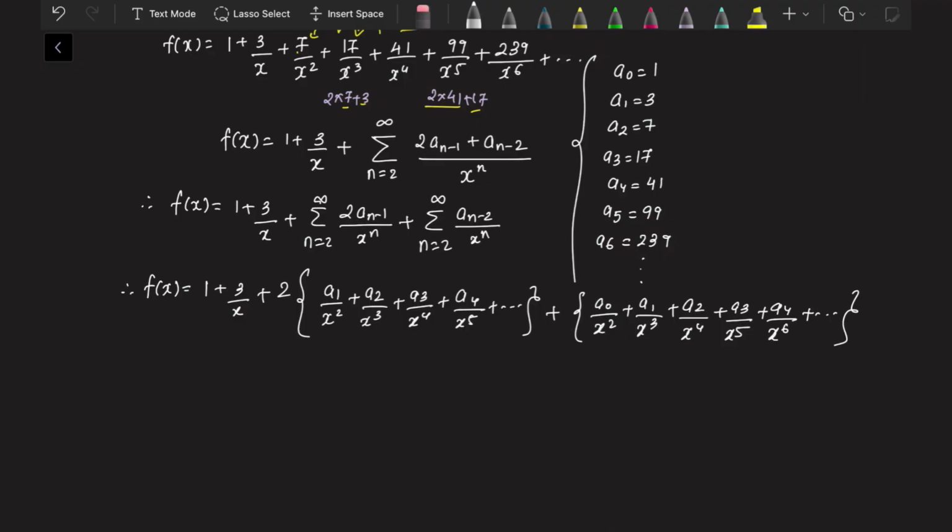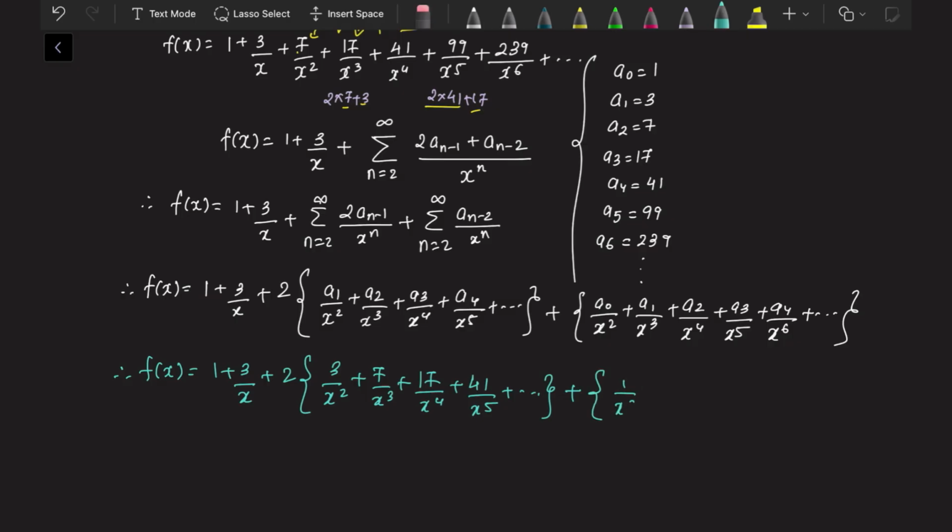Okay, now according to the values I mentioned above, let us plug in these values and see what happens. So therefore f of x will turn out to be 1 plus 3 upon x, we have the 2 outside, inside we will have a1 means 3 upon x square, then plus 7 upon x cube, then 17 upon x raised to 4 plus 41 upon x raised to 5 and so on, and then plus, now starting from a naught means 1 upon x square plus 3 upon x cube plus 7 upon x raised to 4 plus 17 upon x raised to 5 plus 41 upon x raised to 6 and so on.